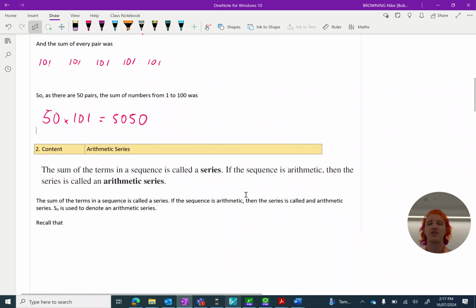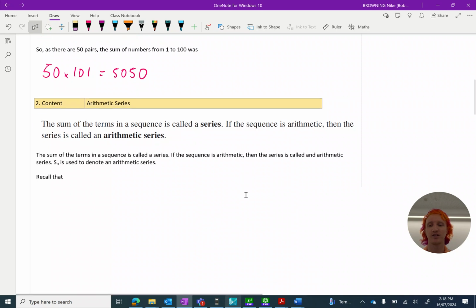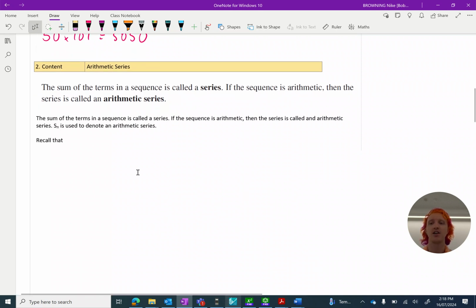And that links to our topic of arithmetic series, as the sum of terms in a sequence is called a series. So if a sequence is arithmetic, then the series is called an arithmetic series. We use S subscript n to denote an arithmetic series, just like we use lowercase t subscript n to denote a term in an arithmetic sequence. So we start off with our definition of what a term looks like, which is t_n equals a, the first number, plus n minus 1 times the common difference d.